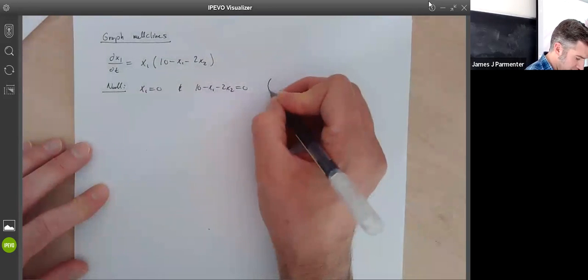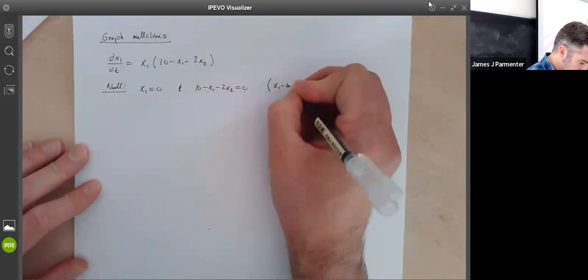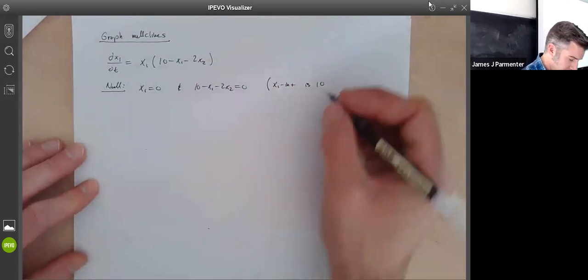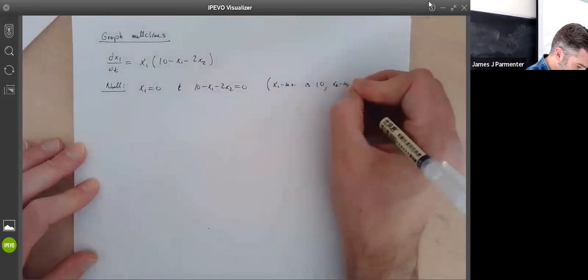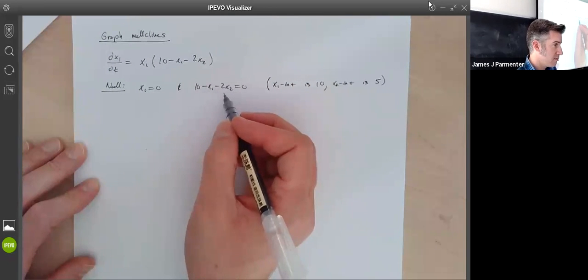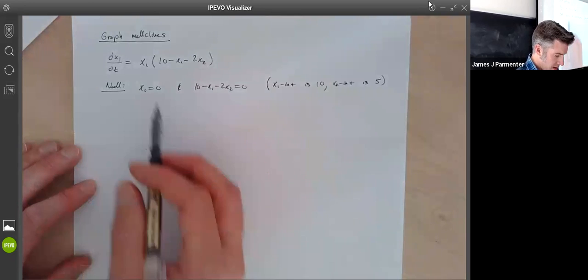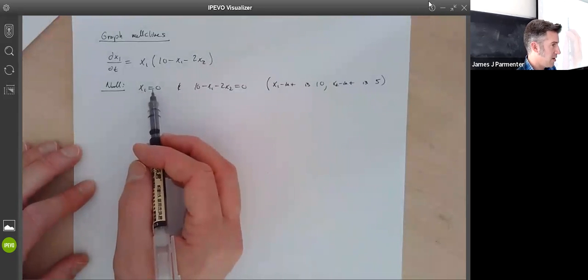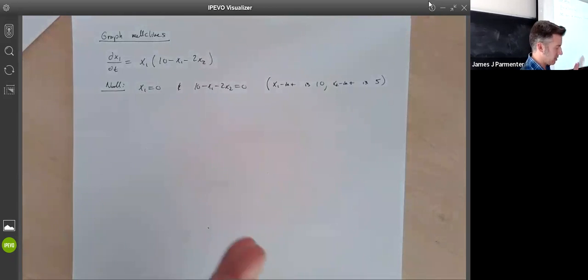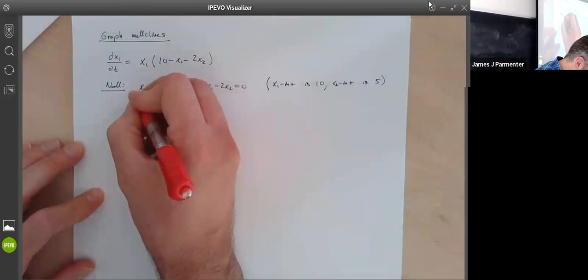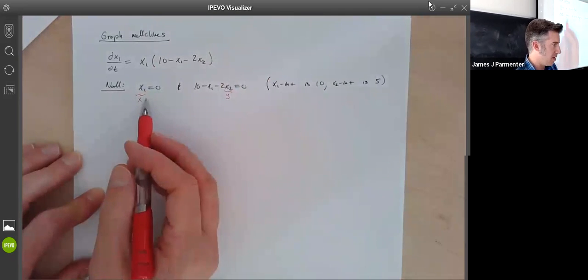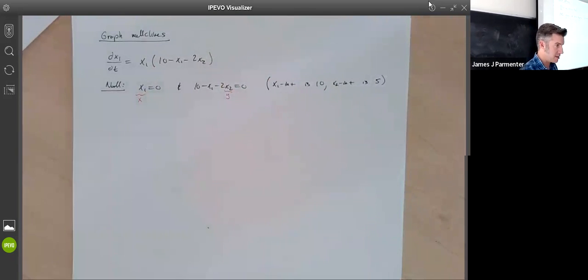You can graph this line by noting that the x1 intercept is going to be positive 10, because if you set x2 equal to 0, you get x1 equal to 10. And the x2 intercept is going to be positive 5, because if you set x1 equal to 0, you get 5. So x1 equal to 0 is my y-axis. It's always weird going from x1 and x2 to x and y. We're thinking of x1 as x and x2 as y, so if x1 equals 0, I'm saying x equals 0, which is my y-axis.